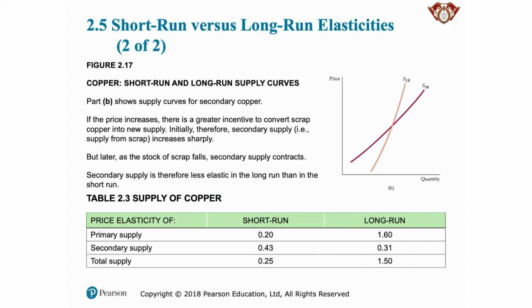Just the opposite of the primary supply case. So finally, total supply is primary supply plus secondary supply, with short run elasticity and long run elasticity, right? Okay, then we move to example 2.7.